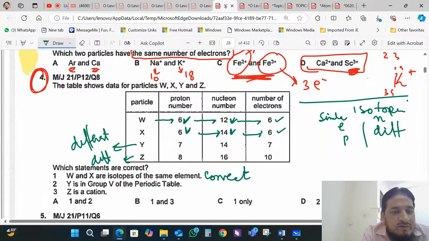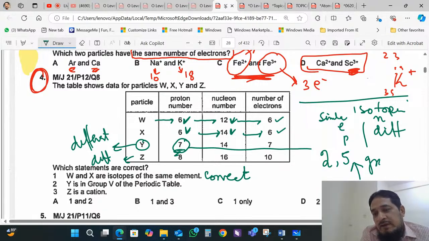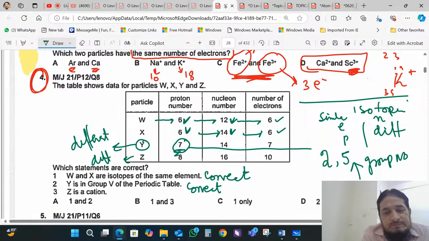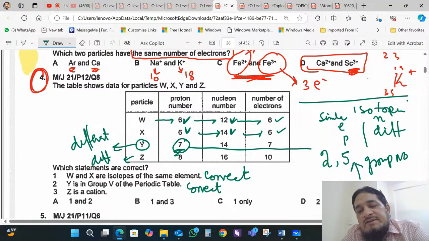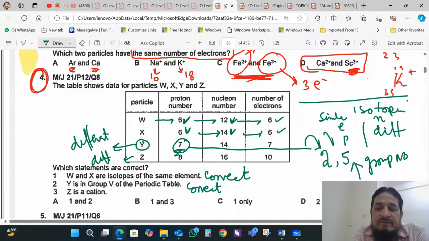Y is in group 5 of the periodic table. So we use 7, and 7 means it has 7 electrons. In the first shell it will be 2, and the second shell will be 5. So there are 5 electrons in the last shell, so its group number will be 5. So this statement is also correct. The number of electrons in the last shell tells us the group number, and how many shells it has shows its period.